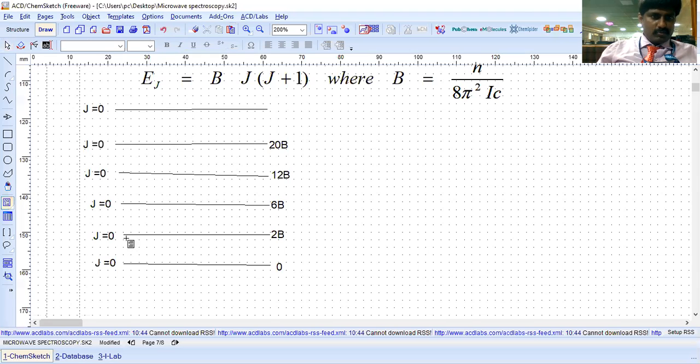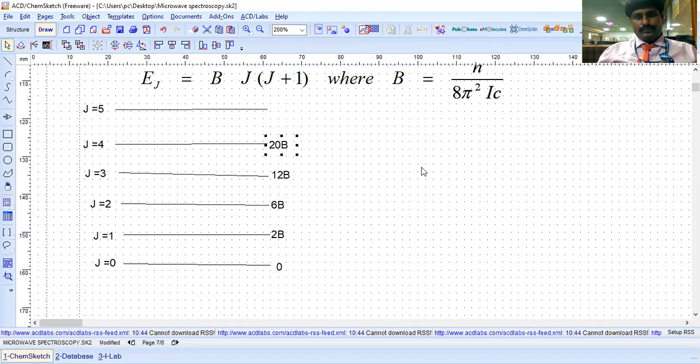Now we have to change the value: J equal to 1, J equal to 2, J equal to 3, J equal to 4, J equal to 5. Now 5 into 6 is 30, just see that. What is the difference between this and 20B? They may ask us to find out the J value for carbon monoxide.